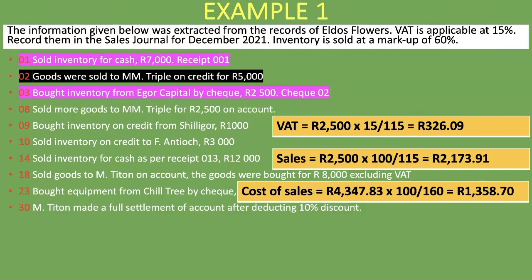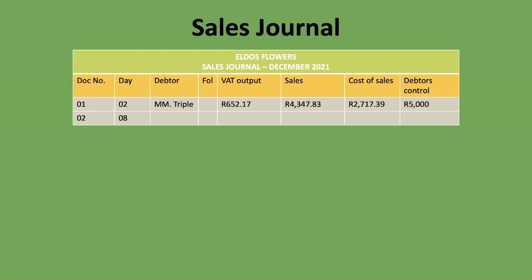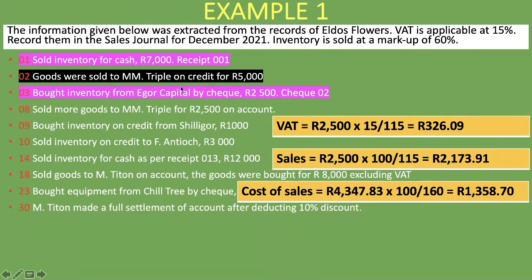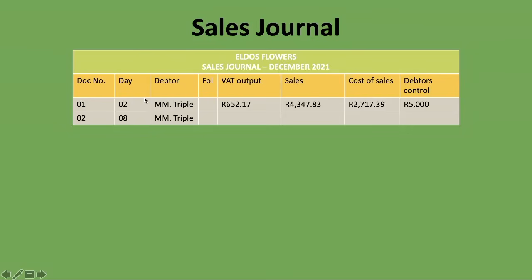Okay, now that we have our amounts, let's go ahead and put them into our sales journal. You can see here that our date is 08, so we're going to put 08, and put Triple. We'll put the document number as 02, following our sequence. It's the same data, and then we put our amounts for VAT output that we have just calculated, for sales, for cost of sales, and for debtors control, which is 2,500.